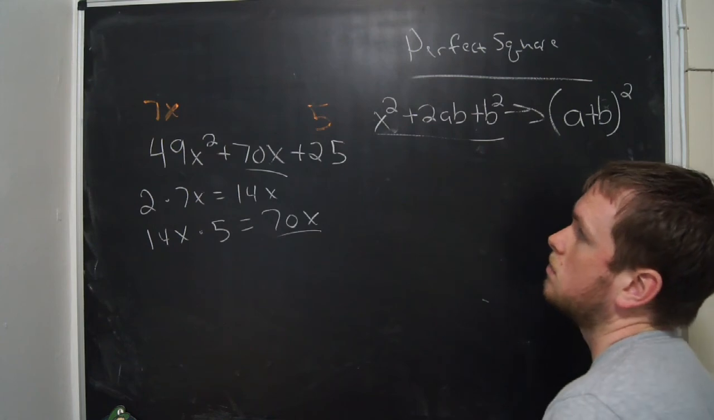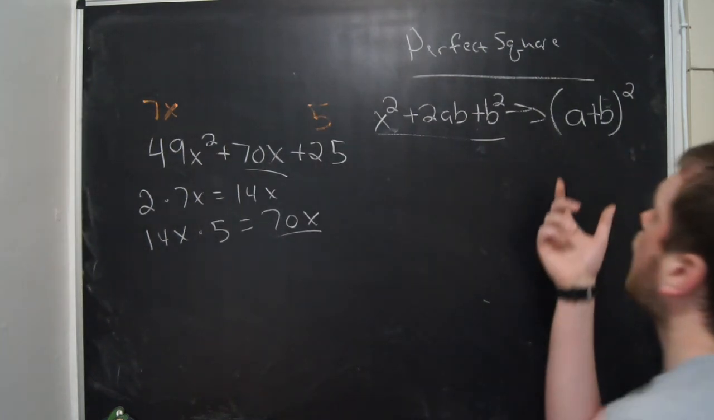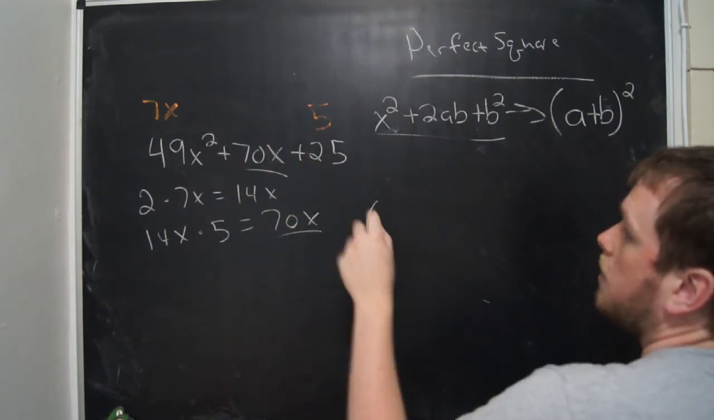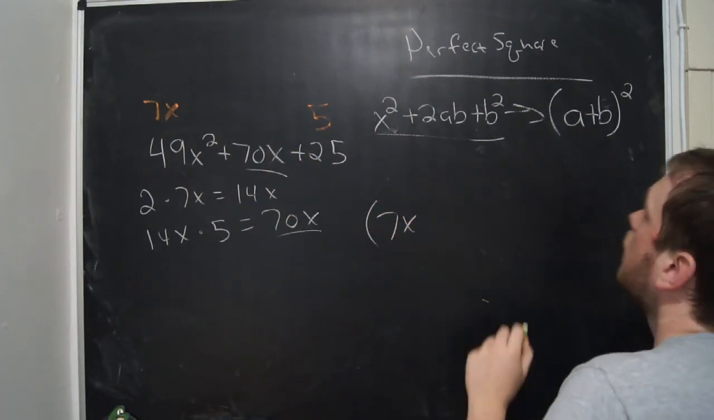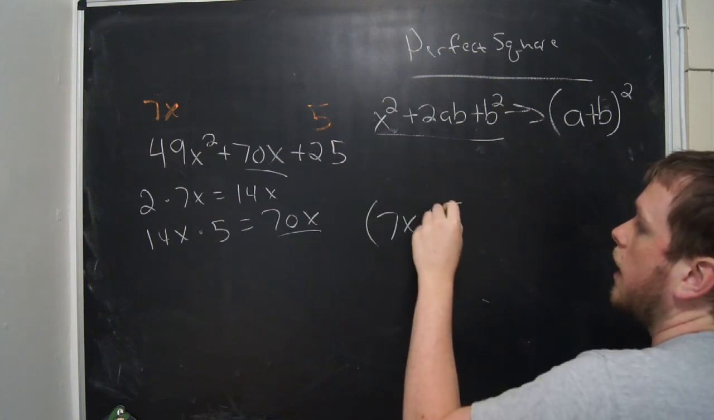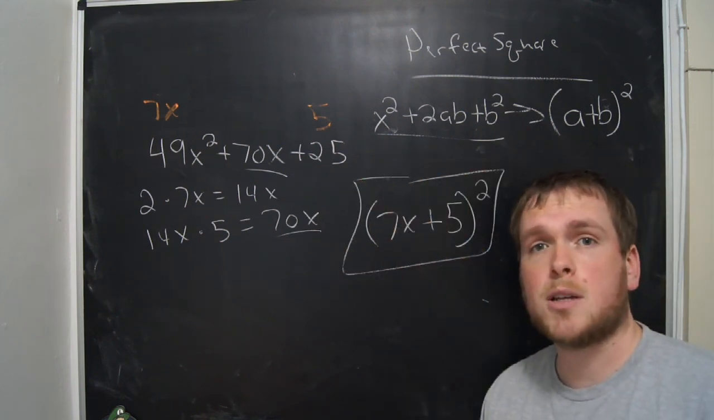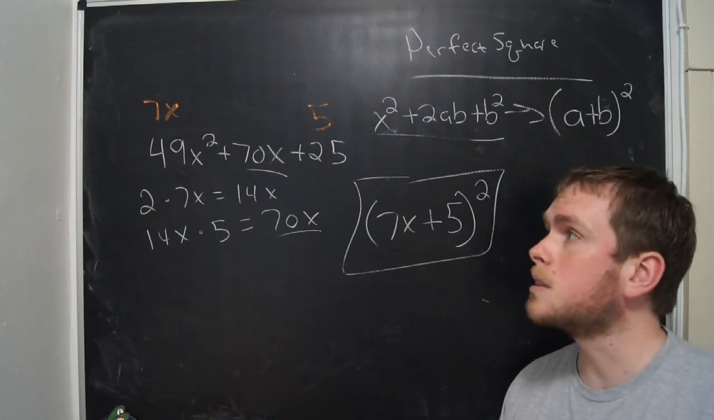So that checks out, which means that our final factored form using the perfect square method is going to be a, which in this case is 7x, plus b, which in this case is 5, squared. And I don't know about you guys, but that's a lot easier than doing the guess and check method.